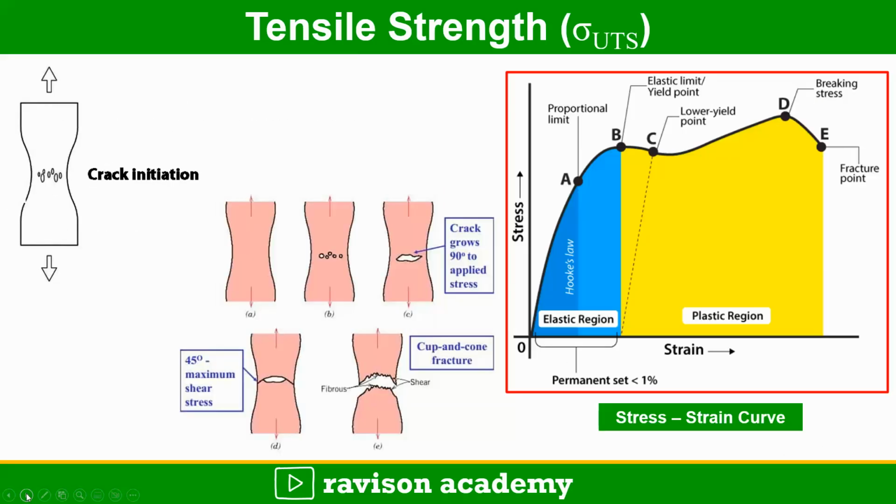So coming to the mechanism of failure in the ductile material. So once the neck is formed, after that we will be continuously giving the force. What happens? The crack is initiated, and after that the crack grows perpendicularly to the applied stress. Then crack is initiated, propagated, then finally the fracture occurs. So the mechanism of failure in the ductile material is cup and cone fracture.